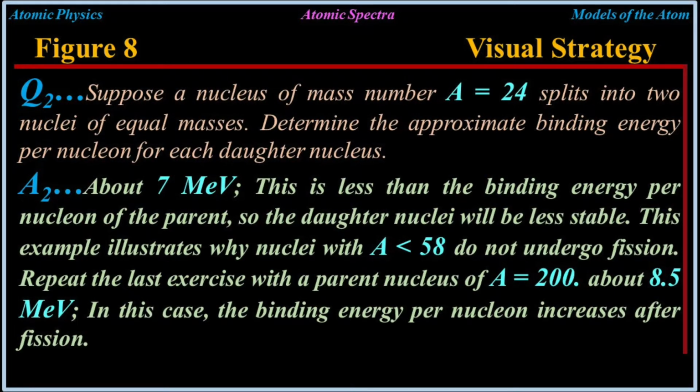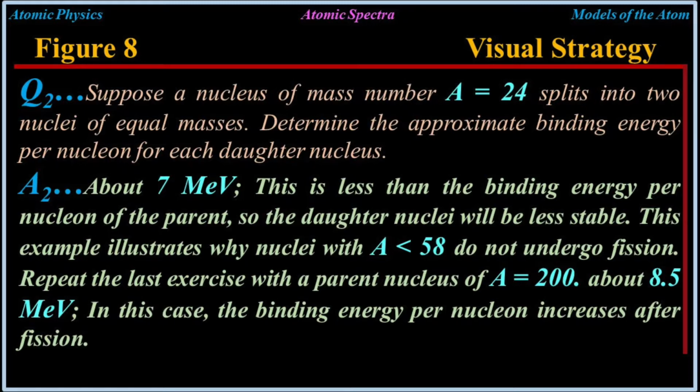About 7 mega electron volts. This is less than the binding energy per nucleon of the parent, so the daughter nuclei will be less stable. This example illustrates why nuclei with A less than 58 do not undergo fission.